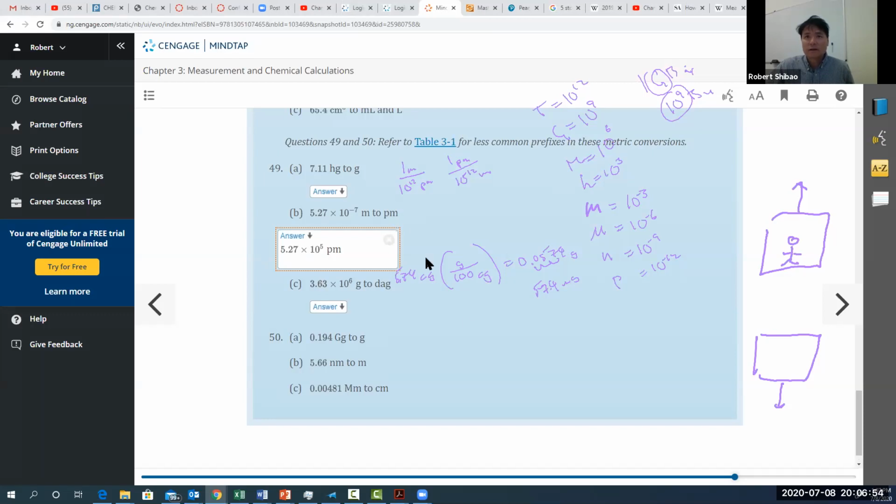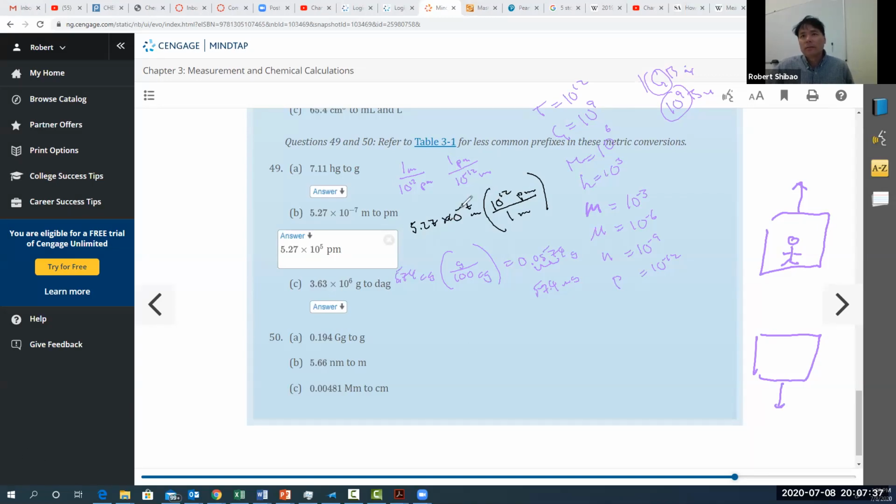They just went ahead. I would have done this via dimensional analysis. Myself, I would have set it up like this. I would have gone 5.27 times 10 to the minus 7 meters. And then I would just have these things memorized: 10 to the 12th, or a trillion, picometers in 1 meter. If you take a meter and divide it into a trillion pieces, each of those pieces is a picometer.